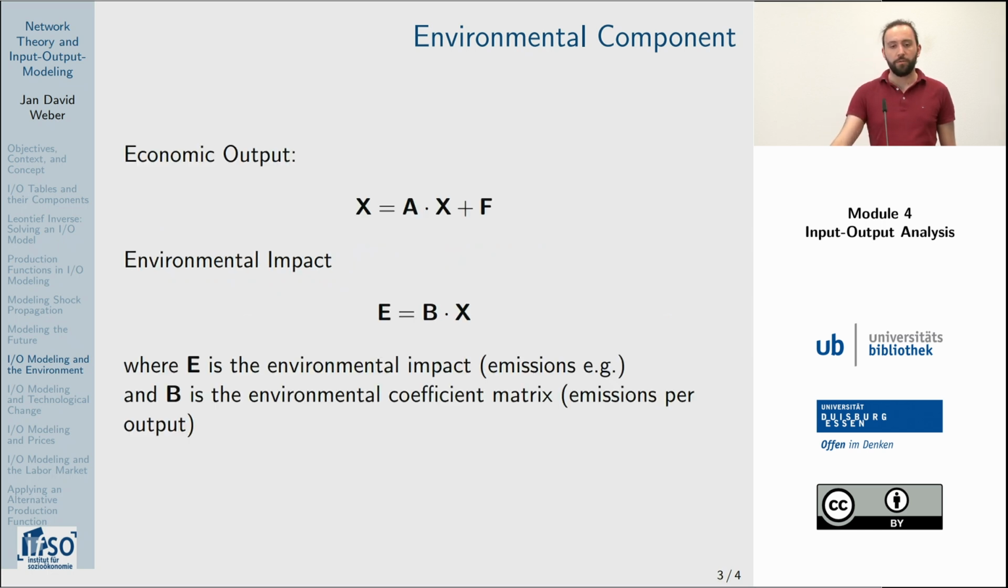So if you recall this from the beginning of the input-output table, where we have the economic output as a function of the technical coefficient matrix multiplied with the output and added final demand to. We also have an environmental impact perspective, where the environmental impact, like emissions, is multiplied by the environmental coefficient matrix, B here, with the total output. So you see that we can calculate the total emissions based on production and consumption.